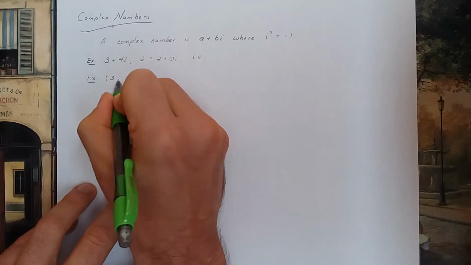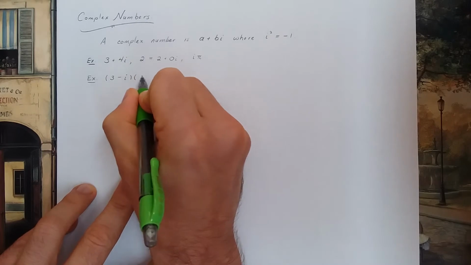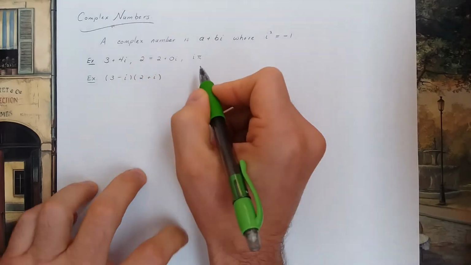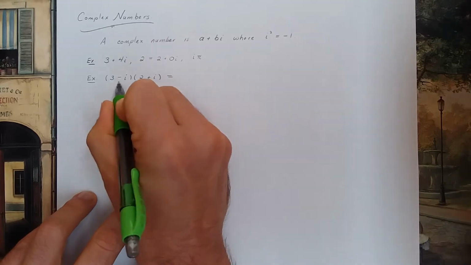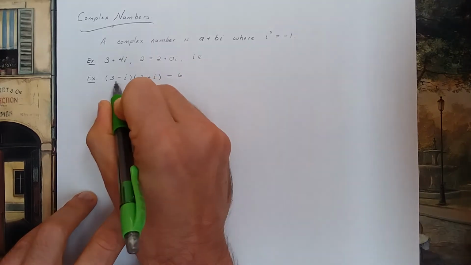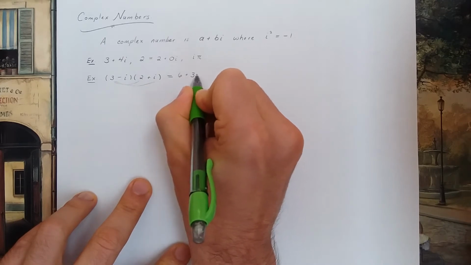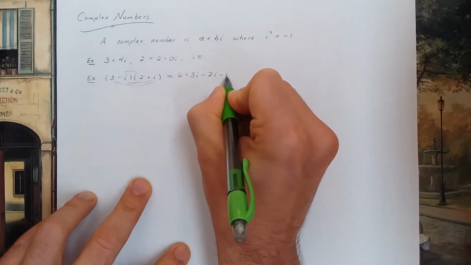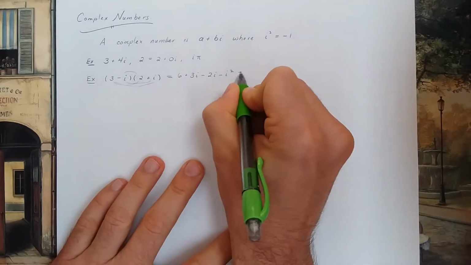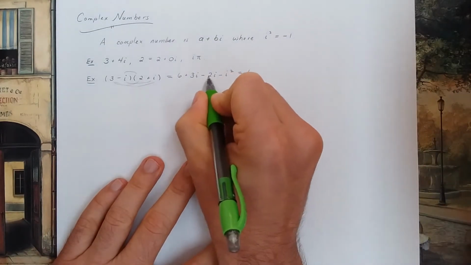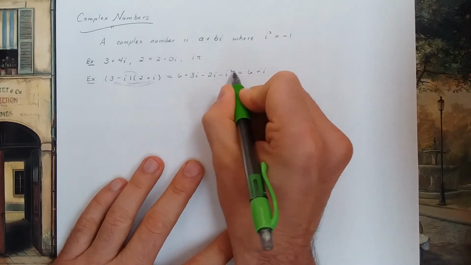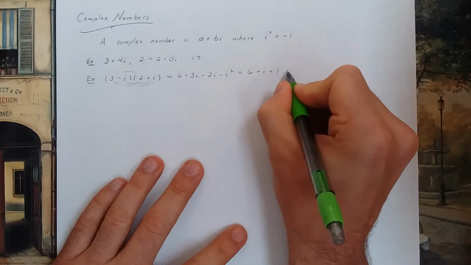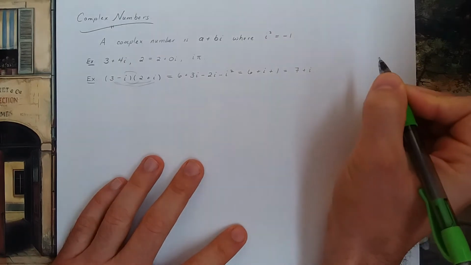So for example, what if I had (3 minus i) times (2 plus i)? You would expand this using the FOIL method or any other method that you know. I would multiply 3 times 2 to get 6, 3 times i to get 3i, minus 2i, minus i squared. This simplifies because I have 6 plus i, and then I have minus i squared. i squared is -1. So I actually have minus a -1 or plus 1. So it's really a complex number, 7 plus i.